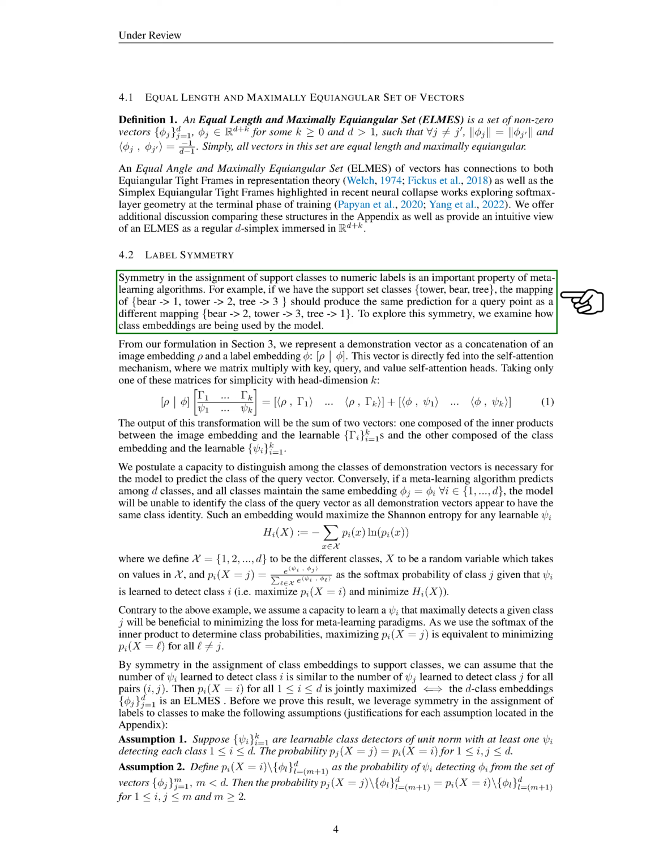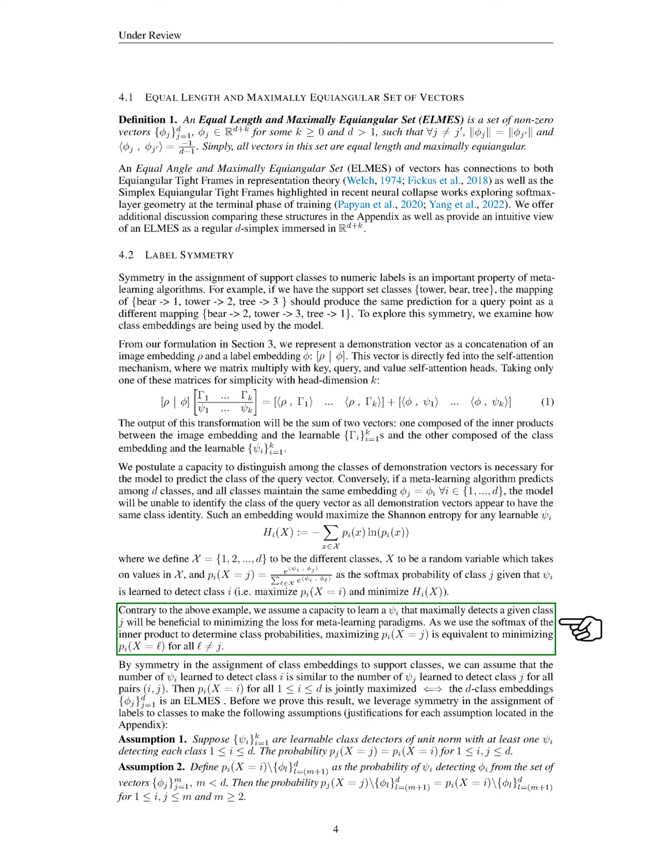We postulate that the ability to distinguish among the classes of demonstration vectors is necessary for the model to predict the class of the query vector. Conversely, if a meta-learning algorithm predicts among D classes, and all classes maintain the same embedding, the model will be unable to identify the class of the query vector as all demonstration vectors appear to have the same class identity. We assume that the ability to learn a detector that maximally detects a given class will be beneficial to minimizing the loss for meta-learning paradigms. As we use the softmax of the inner product to determine class probabilities, maximizing the probability of a class is equivalent to minimizing the probability of all other classes.